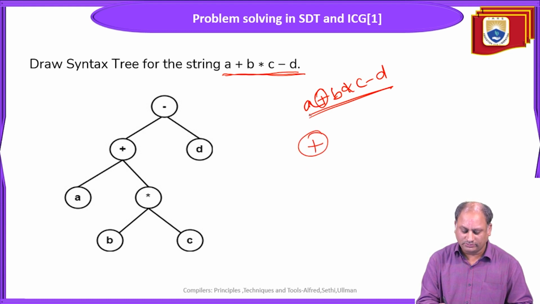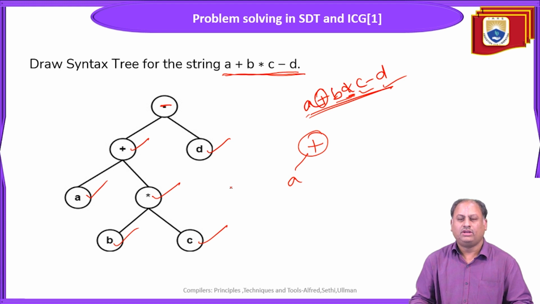To the right of this, in the diagram we have plus, and here b star c. Star is an operator, so star is placed here, with b to its left and c to its right. Then minus is an internal operator, and to its right is d.